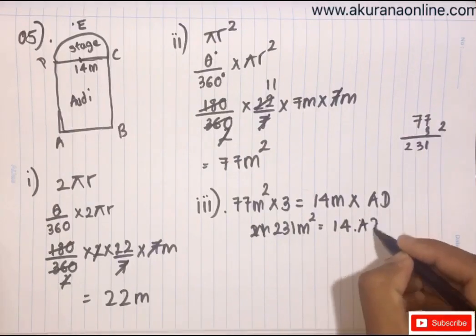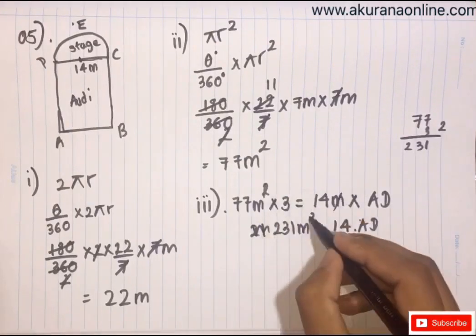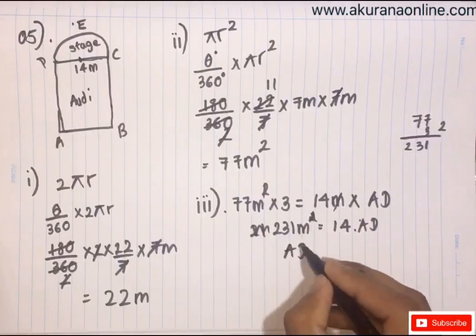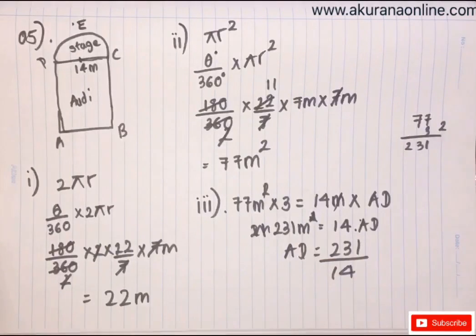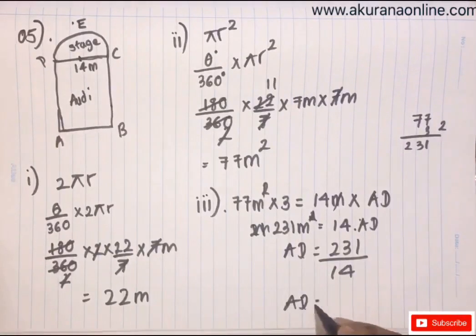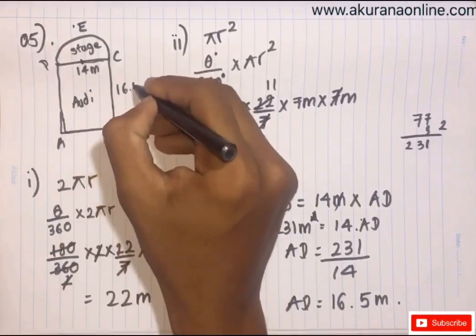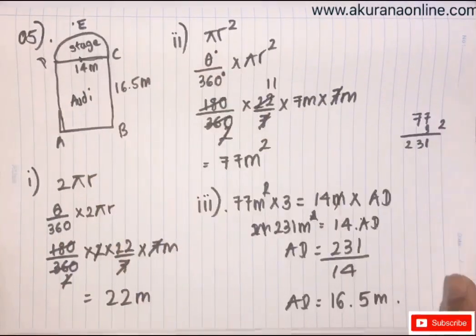Here you have AD also. Meter and 1 meter will cancel off. So AD is equal to, you have to divide 231 by 14. The answer you get is 16.5 meters. Okay. Therefore now you know the length, that is equal to 16.5 meters.